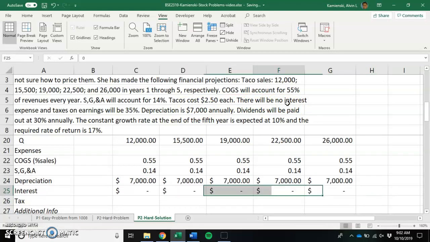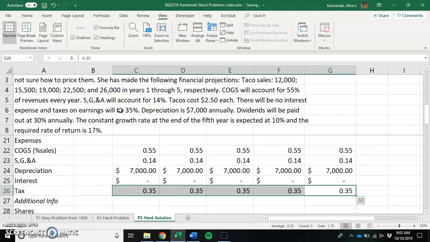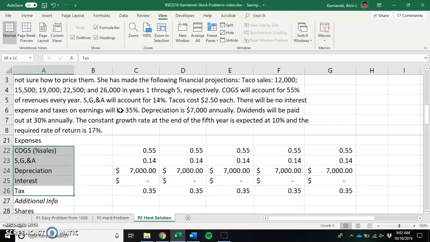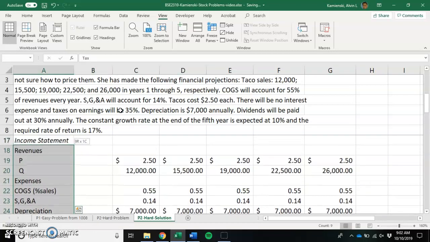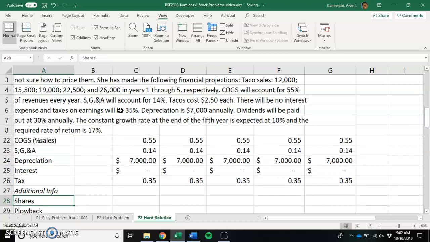So we'll go ahead and indicate there's 0 interest. However, she is going to pay taxes of 35% on all of her earnings. So we'll document that as well. And now we have all the basics down from where we've begun for an income statement, revenues and expenses, so that we can see whether or not she's going to be profitable.